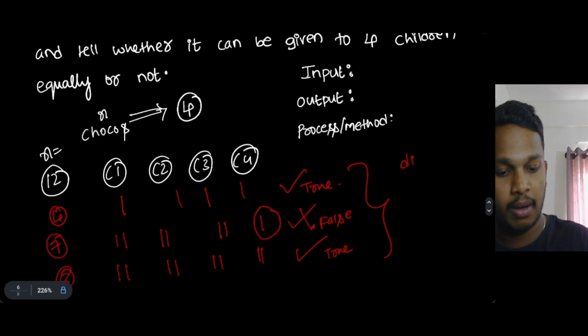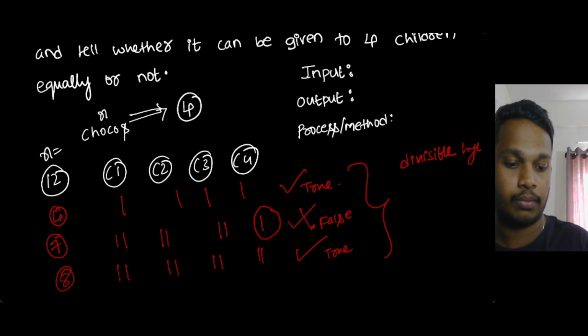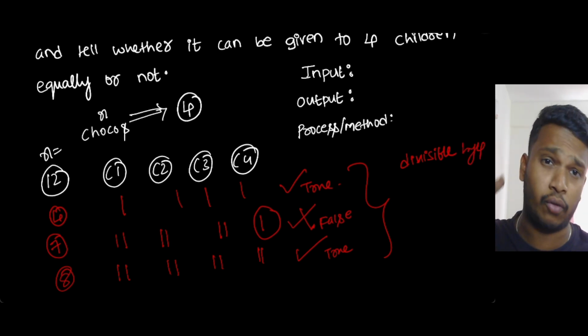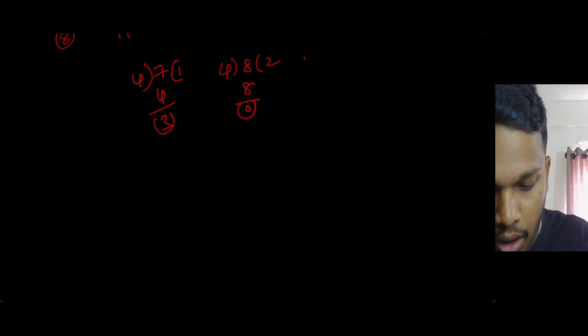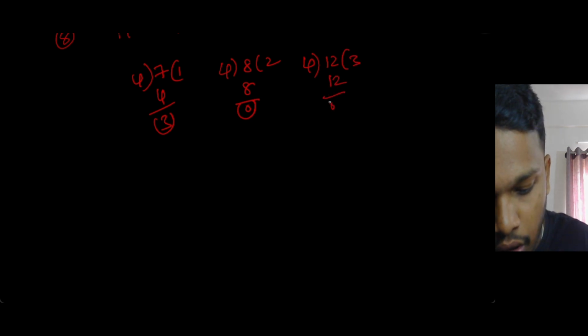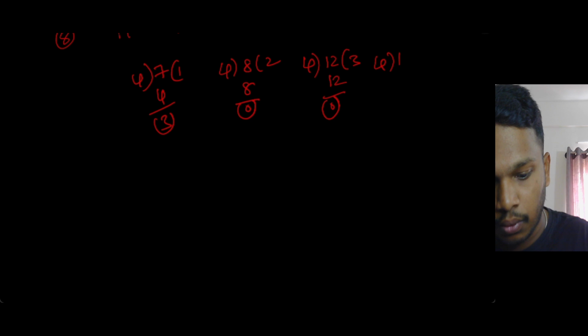If chocos are divisible by 4, we can distribute. How will you tell whether it is divisible by 4 or not? Let's check. For example, 7: in the 4 table, 4 ones are 4, remainder 3, quotient 1. Now 8: 4 twos are 8, remainder 0. The remainder 0 is coming because it is divisible. Let me check one more case: 4 threes are 12, remainder 0. 4 fours are 16, remainder 0.